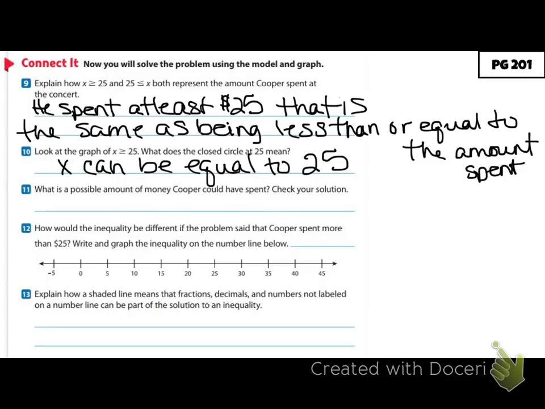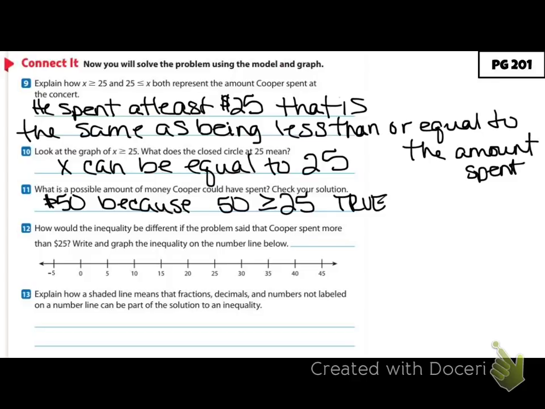Number 11, what is a possible amount of money Cooper could have spent? And then check your solution. So basically we're going to pick anything that is 25 or above. So we could say, I don't know, maybe 50. So then if I plug that in, I would say 50 is greater than or equal to 25. And in this case, that is true.